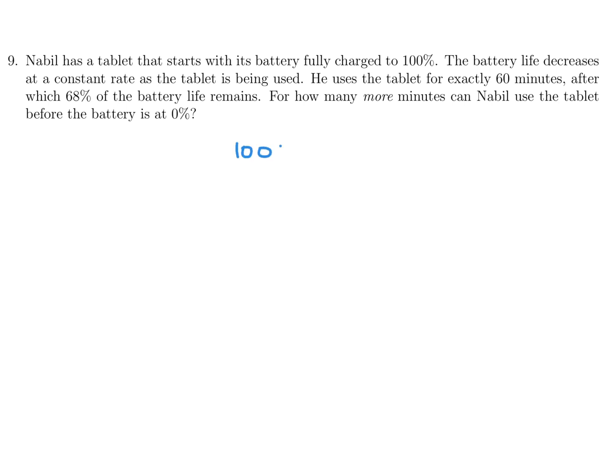Starts off at 100%, right? And you're going down to 68%. And that happens over the span of 60 minutes. And then they're saying, how much longer will it take for it to go to 0? So let's call that x. So this is a simple question with, like, comparison. So to go from 100 to 68, we basically went down by 32%.